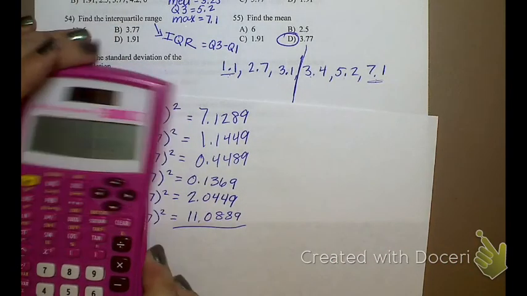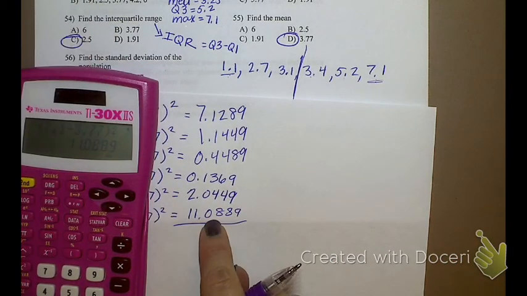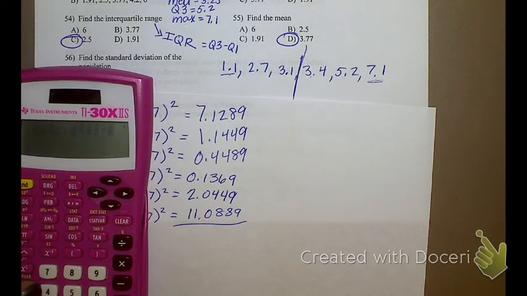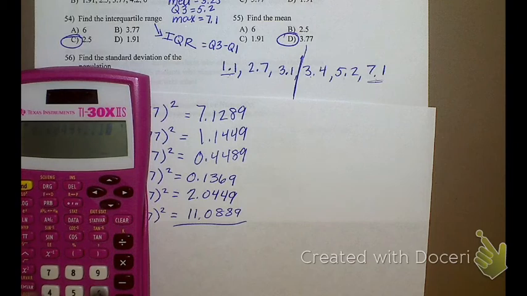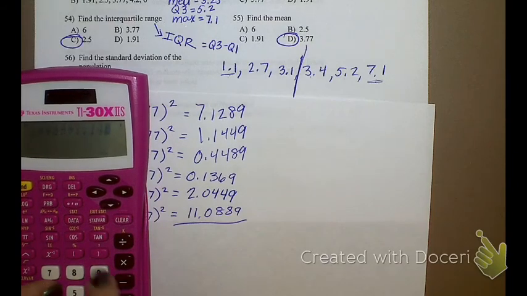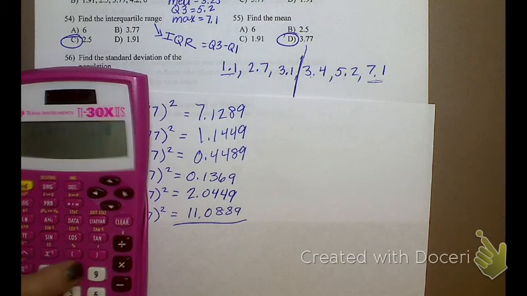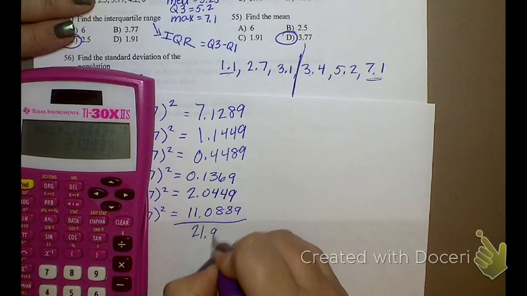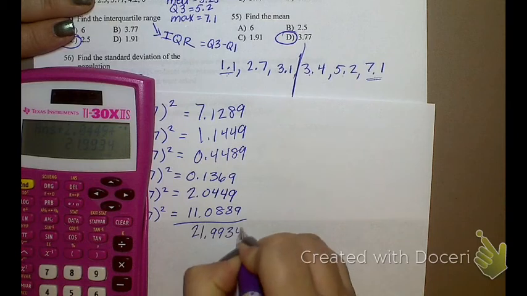What do I do with all those numbers then? I add them up. So 11.0889 plus 2.0449 plus 0.1369 plus 0.4489 plus 1.1449 plus 7.1289 gives me 21.9934.